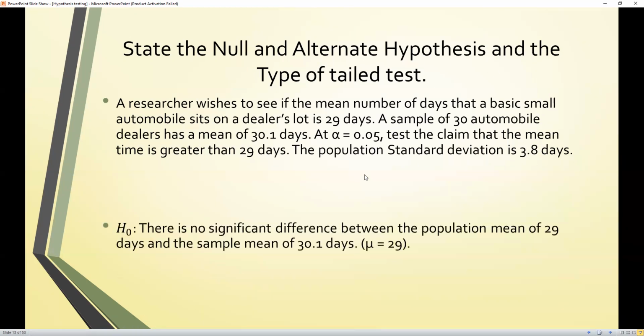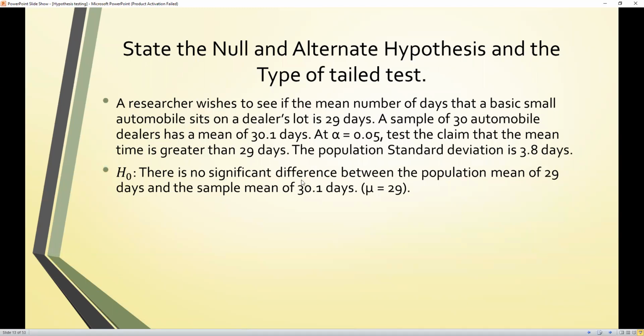So here, there is no significant difference between the population mean, which is the 29 days, because this is the common knowledge, or this is what is known about how many days the automobile stays in the dealer's lot. This is what they know. That's 29 days. And the sample mean of 30.1 days.